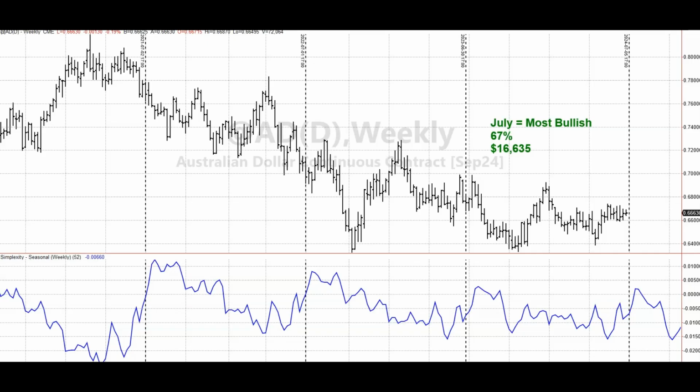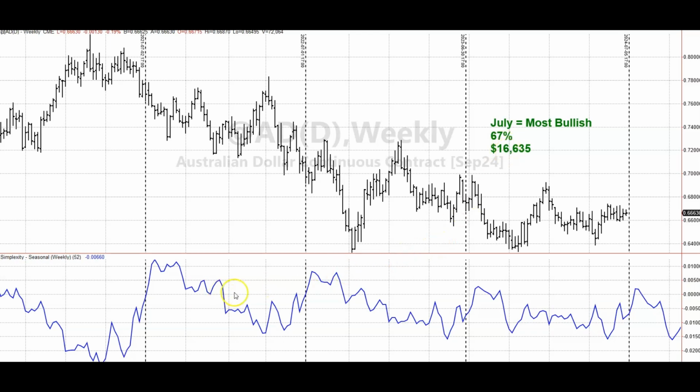First off, we'll have a look at the Australian dollar. Now, July is the most bullish month of the year for the Australian dollar, seasonally speaking, and it has had a 67% winning percentage right there. And what that means is that 2 out of every 3 years, July has finished higher than it has opened, and it has made just over $16,000 in this backtest.